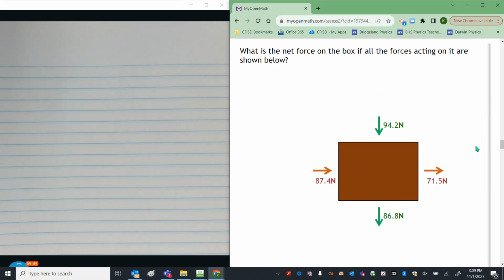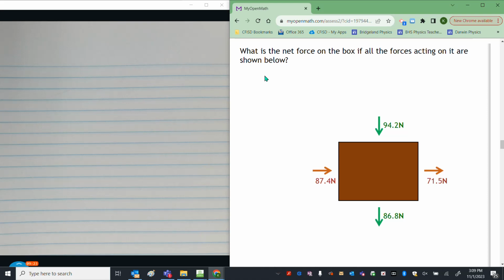This is number 8. It says, what is the net force on the box if all the forces acting on it are shown below? Again, in this particular type of situation, you're going to need to get the total amount of force vertically and the total amount of force horizontally separately, and then you're going to add those vectors together.